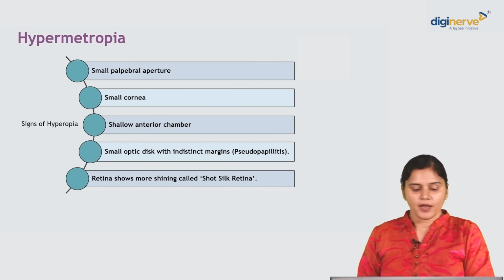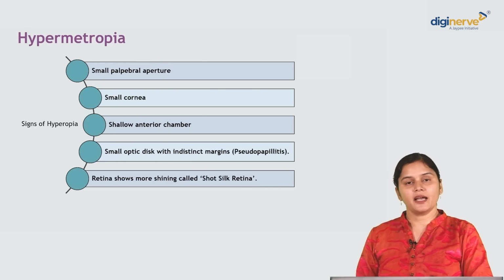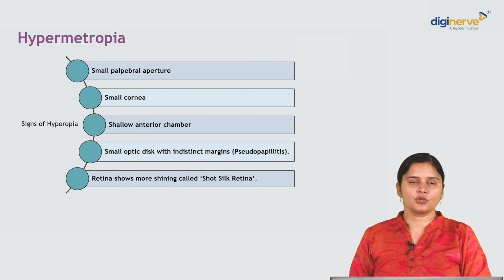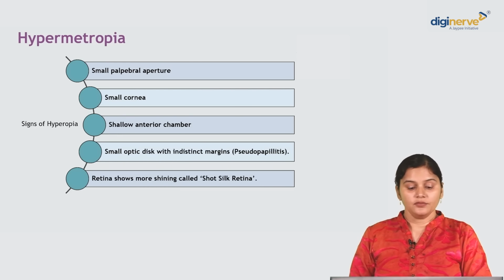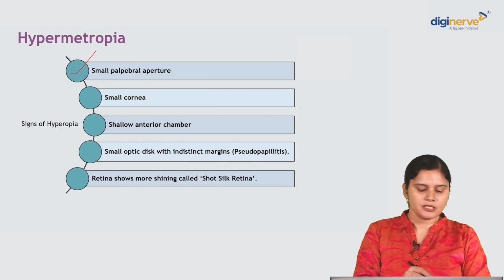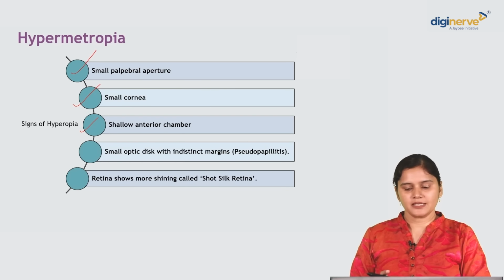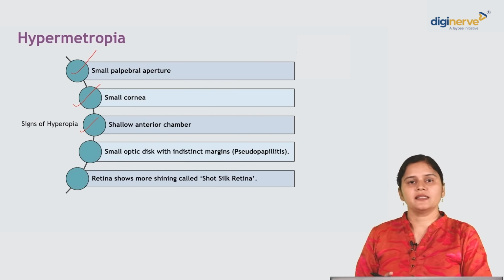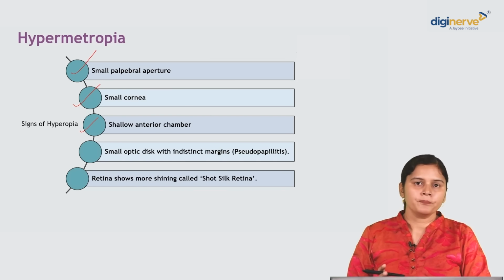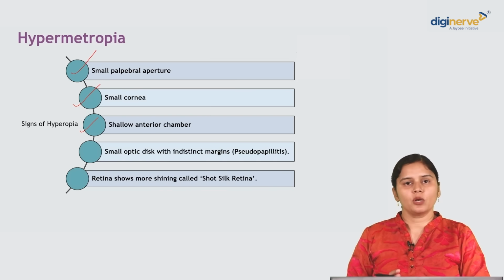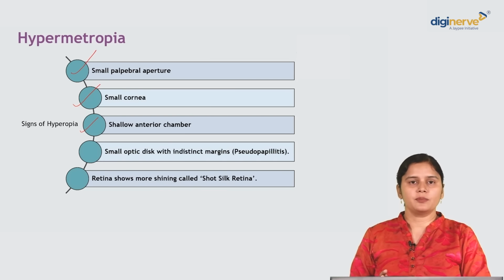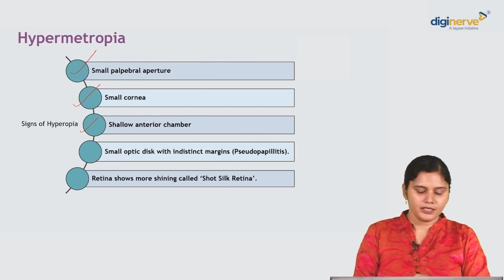Signs of hyperopia: usually hyperopia occurs due to a smaller eyeball. If there is a smaller eyeball inside an orbit, obviously the palpebral aperture will be small, and the cornea will also be small. A small eye will have a normal sized lens, because the origin of the lens is from the ectoderm, and the size of the lens tends to be almost similar in all people. But when it is fitted into a smaller eye, it causes a shallow anterior chamber.